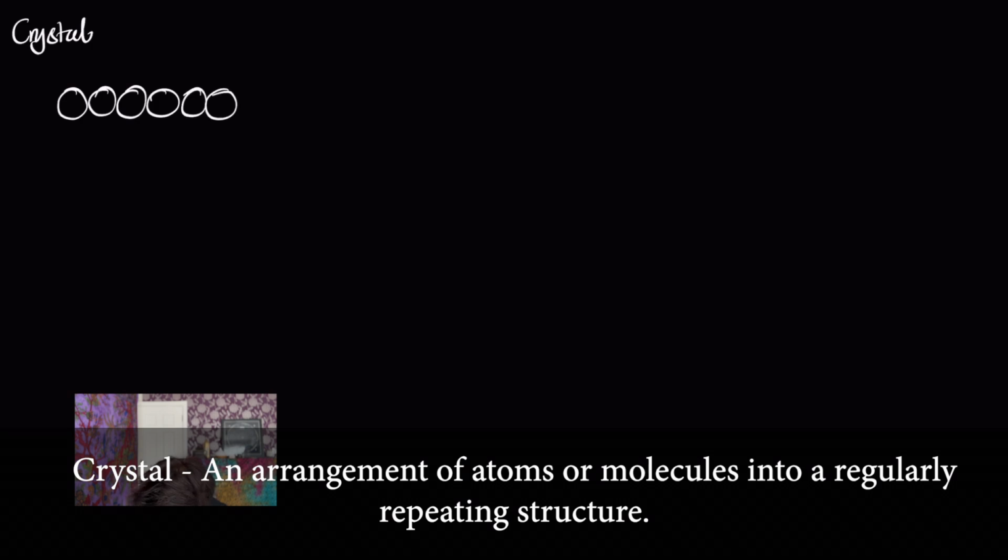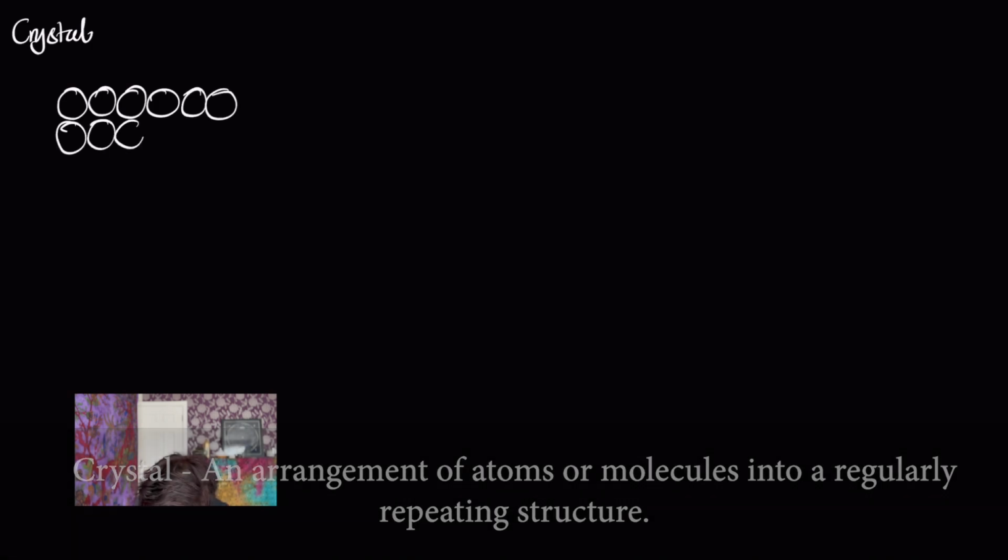So all these circles I'm drawing right here are atoms, and a crystal structure is a structure where the atoms are arranged in a regular pattern. And this is a crystalline material right here. You can refer to this as a crystalline material, where the atoms are arranged in a regular repeating pattern that repeats throughout space. So that's what a crystal is.